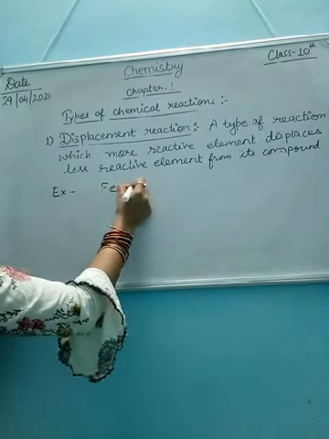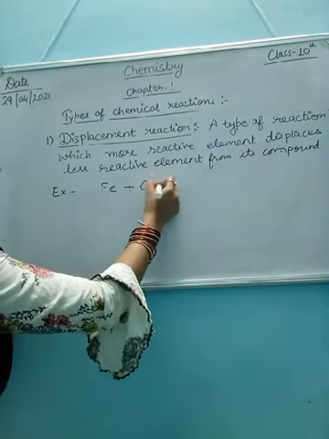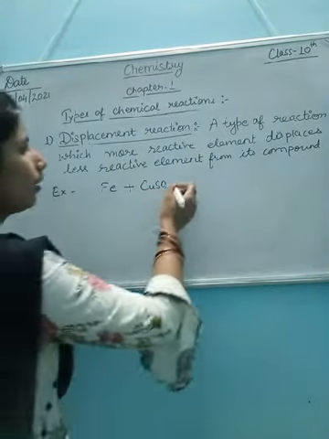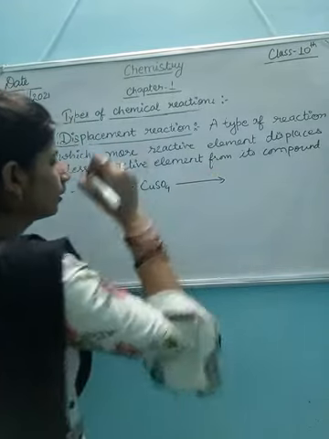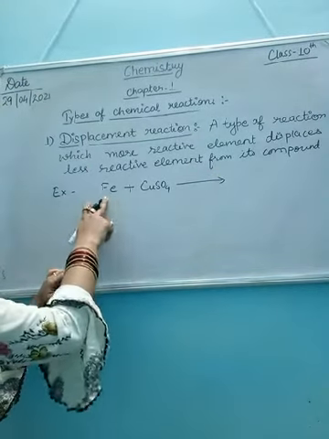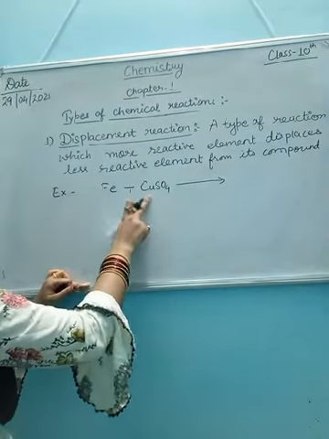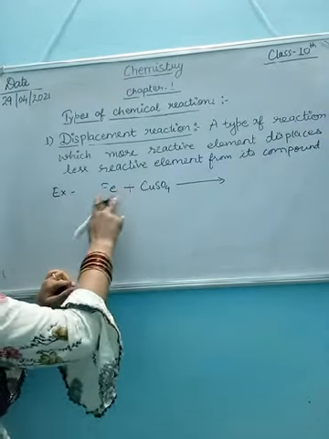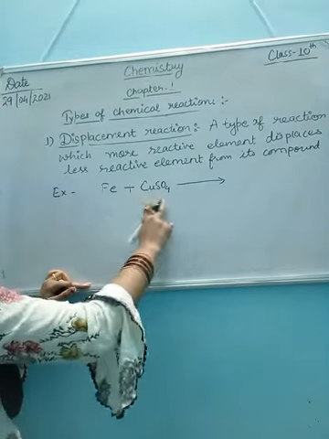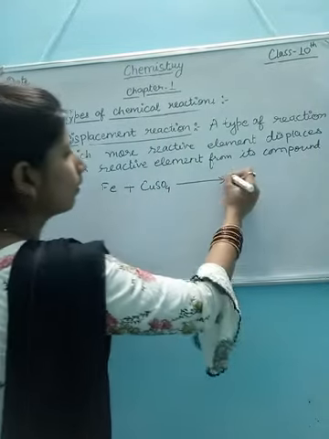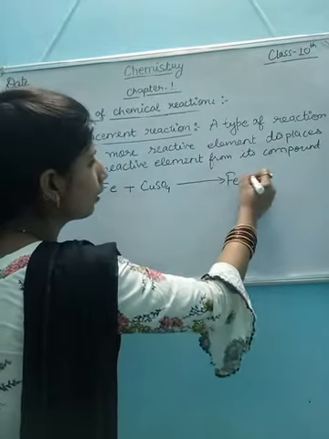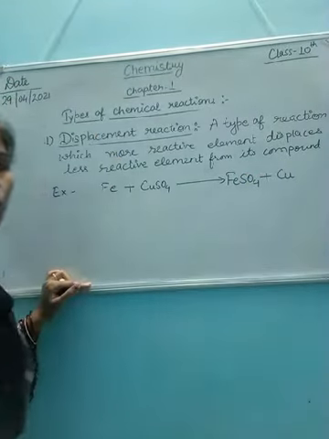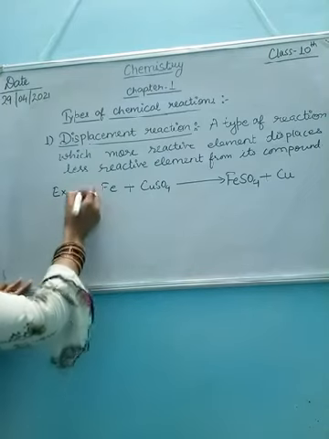Fe plus CuSO4. Iron reacts with copper sulfate. Here iron is more reactive than copper. That's why iron displaces copper from its solution. It will become ferrous sulfate plus copper. Now see another example.